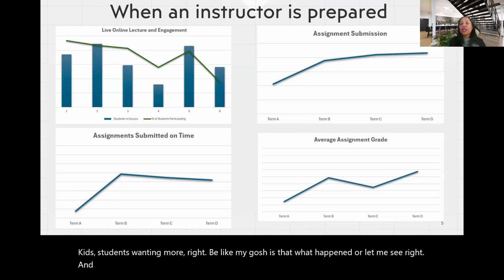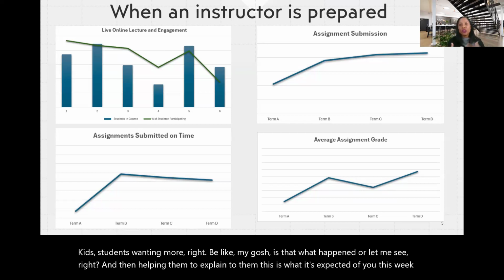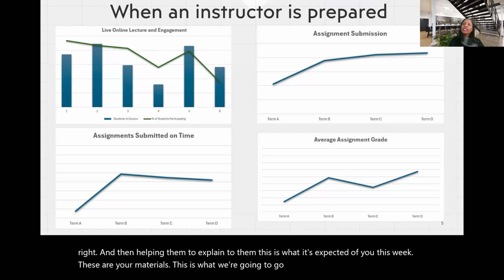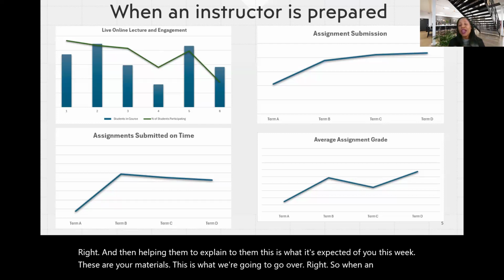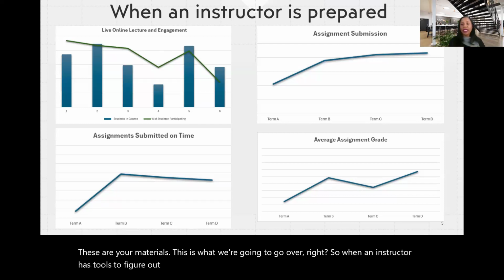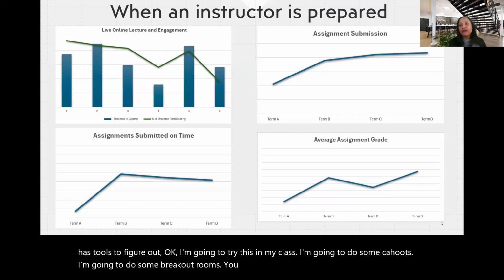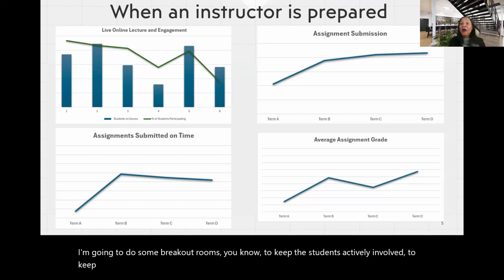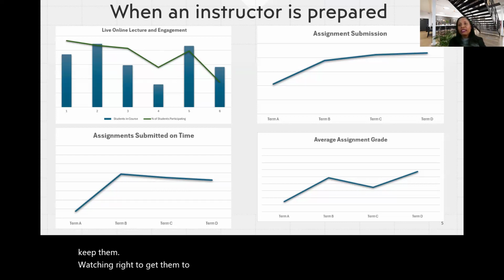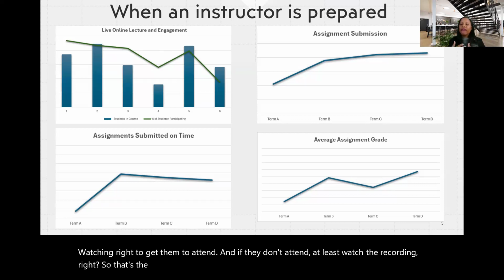And then helping them by explaining, this is what is expected of you this week. These are your materials. This is what we're going to go over. Right. So when an instructor has tools to figure out, okay, I'm going to try this in my class, I'm going to do some Kahoots, I'm going to do some breakout rooms, to keep the students actively involved, to keep them watching, right? To get them to attend. And if they don't attend, at least watch the recording, right? So that's the goal. And if an instructor knows how to do that, then that is great.